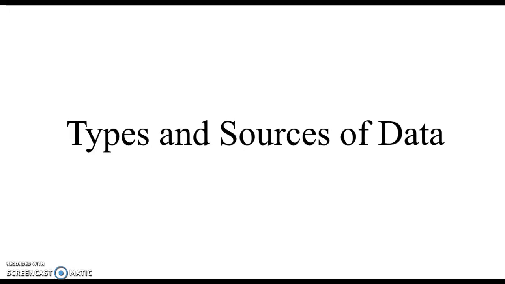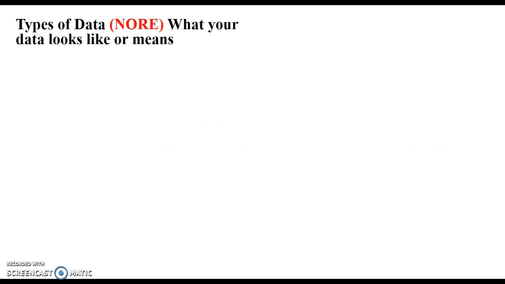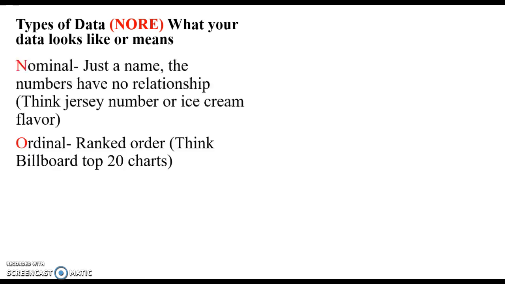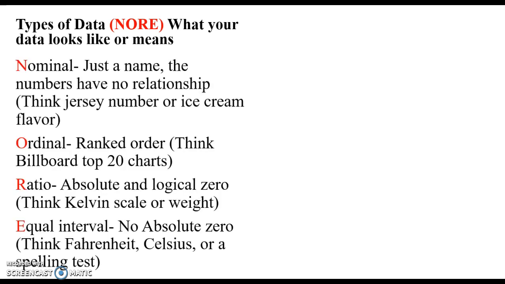So in this video, we're going to talk a little bit about types and sources of data and how they are different. So we're going to start with types of data. You can remember types of data by saying NORE, N-O-R-E. So you're going to start with the nominal. That is just a name. The numbers have no relationship to each other.